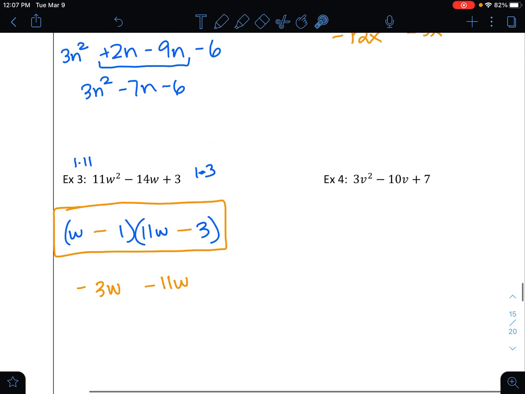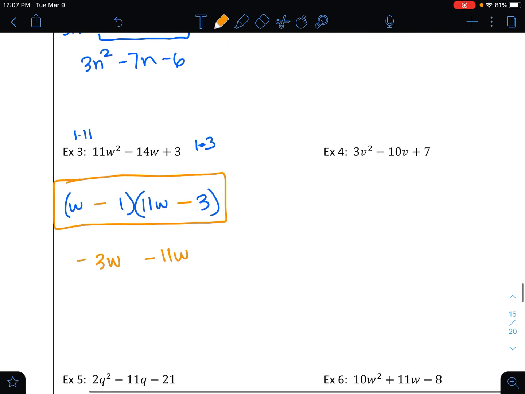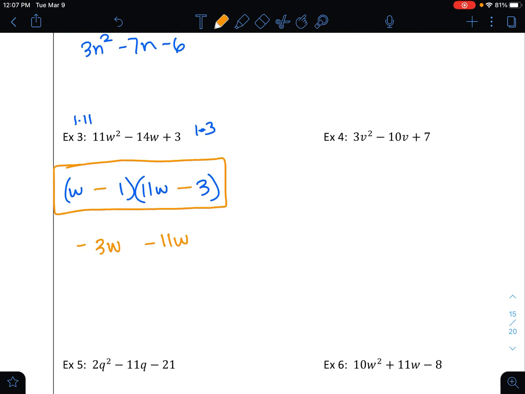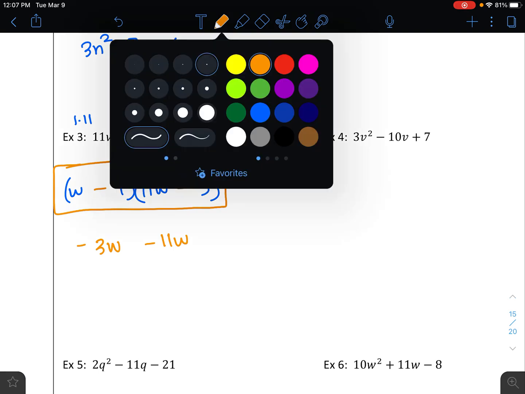Now, you could also always just multiply back out and check if you want, okay? But you don't necessarily have to do that on every single one. Okay, here's number 4. If you want to pause and try 4, please do that.